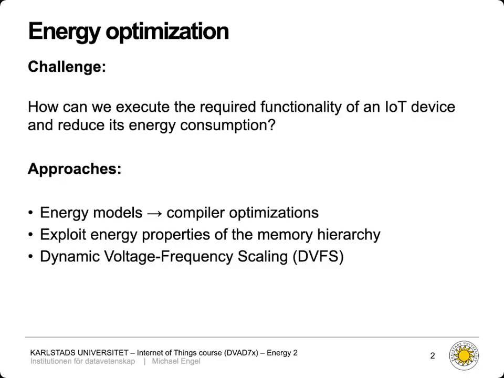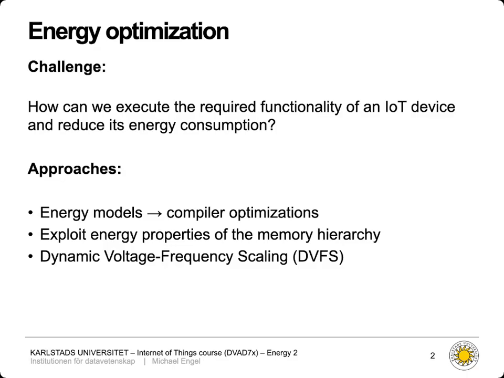And in this lecture, we are going to discuss three different approaches. The first approach is to use compiler optimizations and to analyze which compiler optimizations, which are usually performed in order to speed up your program, are actually beneficial to reduce the energy consumption of the program.